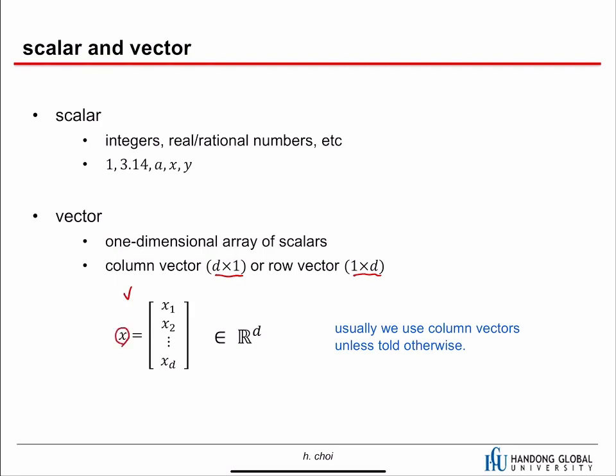This one is an example of a column vector. So this is a vector, and we have d elements, and this one is a scalar, and this one is a scalar too. So we have d scalar values as an array. So x is a vector including d elements, and this x is in d-dimensional space. And usually we use column vectors, not row vectors. So when I say a vector, most of the time it is a column vector.